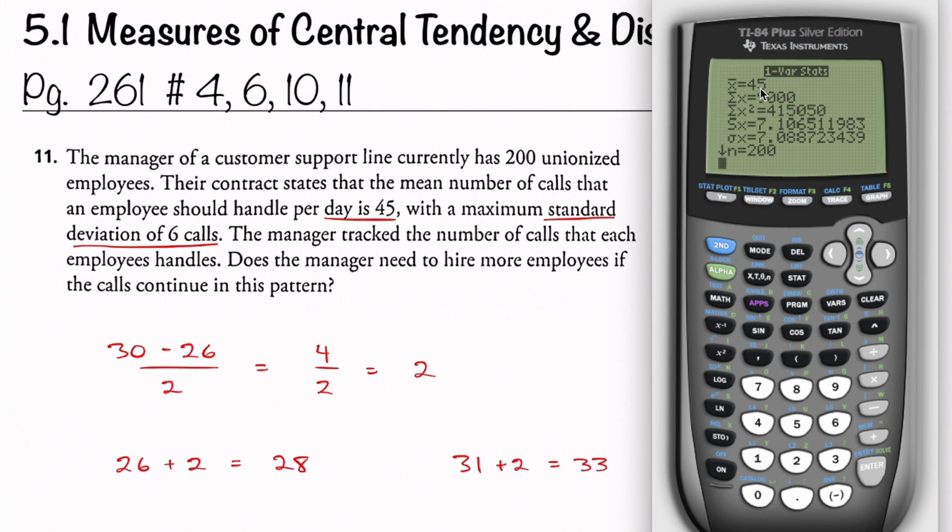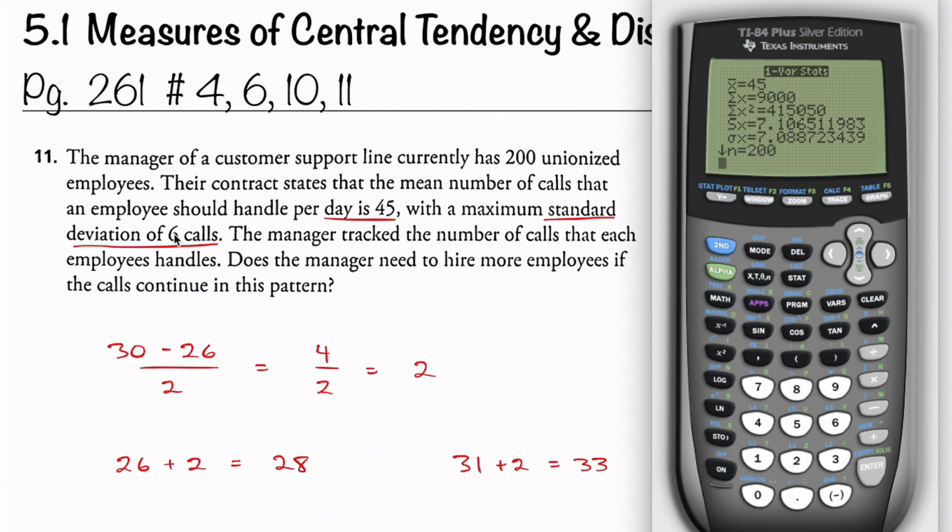So the mean is 45. That agrees with what she said it had to be. But our standard deviation, and it's for a population, it was all of the workers. So we can't take a sample. It was the whole population. So we've got to use this one. It is 7.1 if we round that. So the max was supposed to be 6.